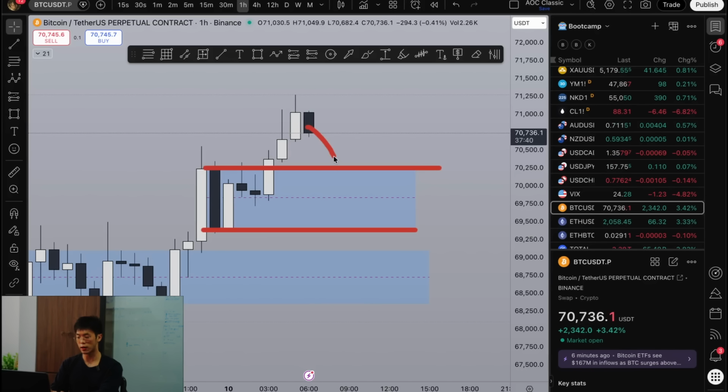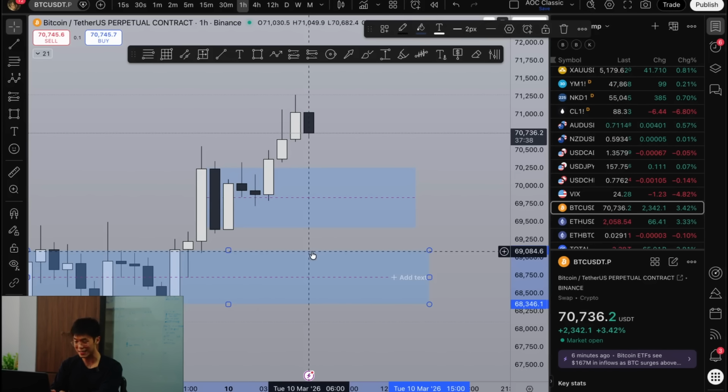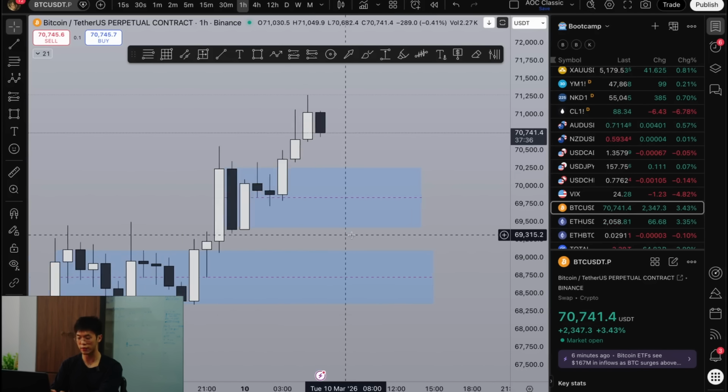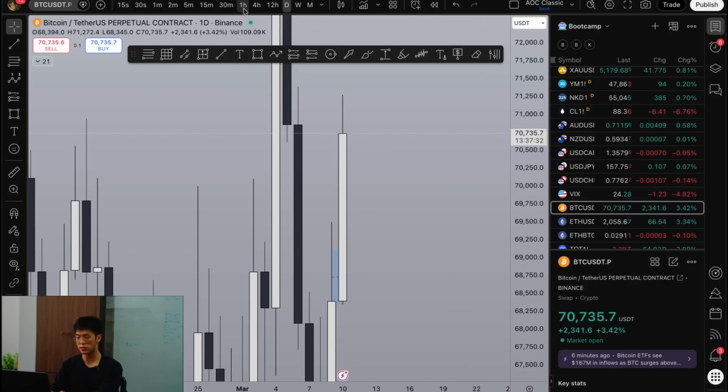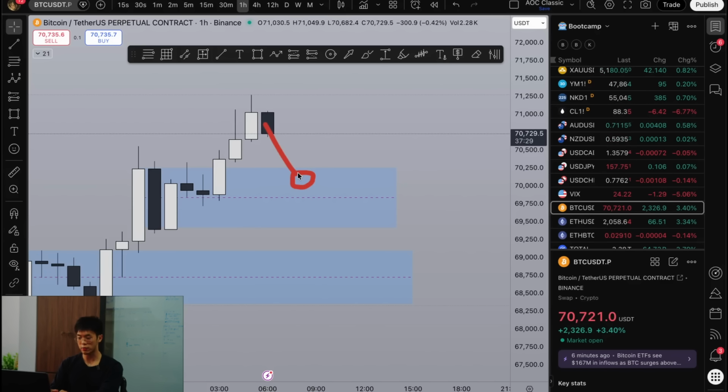Going back into the video, we're basically going to be looking for a retrace into either one of these PD arrays. Now, I would think that the lower one is not going to be as relevant today, simply because today has been looking pretty strong. We have a bullish daily bias. And so chances are we're just going to come back to the second one.